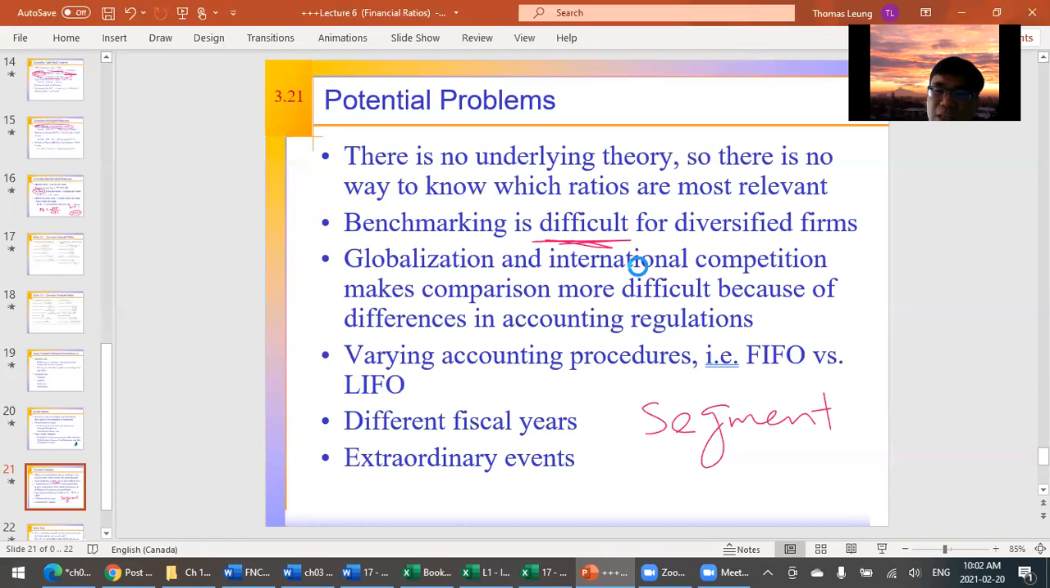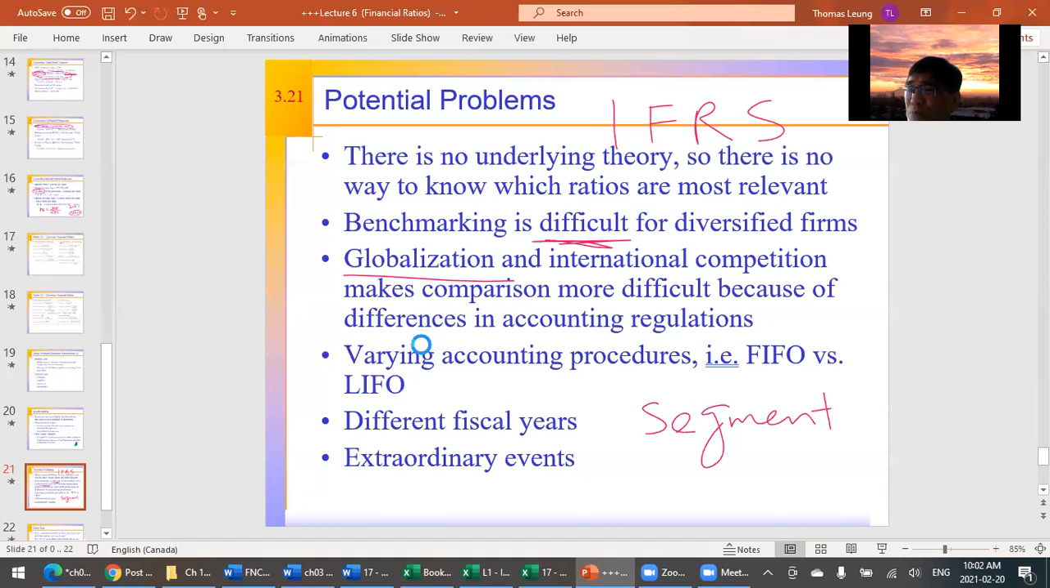Now, another thing is globalization. It means that you might need to compare your operations in different countries. Now, the problem is that because we are in different countries, you might have different accounting standards, right? Even though we have IFRS, we knew already that not every country is using IFRS.